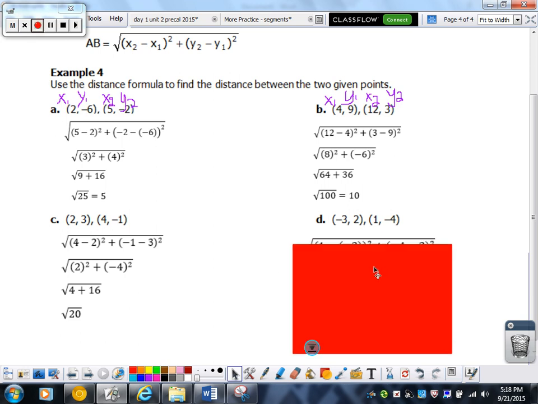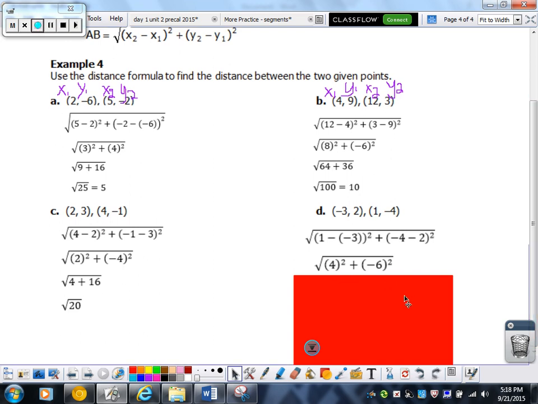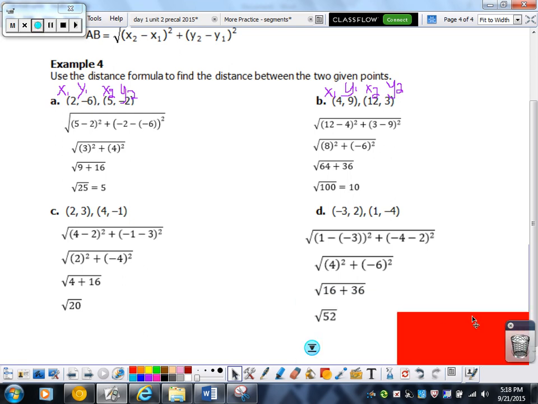Lastly, for part D, plugging our numbers in, we get 1 minus a negative 3 squared plus negative 4 minus 2 squared. 1 minus a negative 3 gives me a positive 4, and negative 4 minus 2 gives me a negative 6. 4 squared is 16. Negative 6 squared is a positive 36. Add these two numbers together to get the square root of 52. Once again, in class, we will discuss how to put this into simplest radical form.